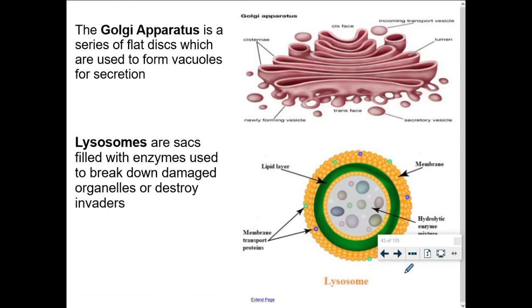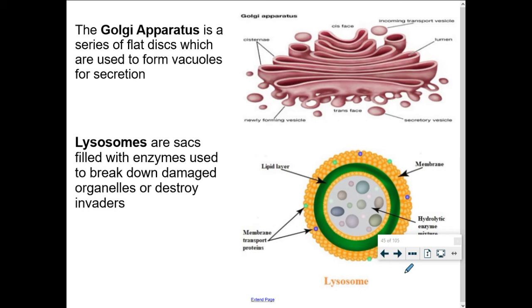Now, in order to put things into their sealed containers, there's an apparatus in the cell. It's called the Golgi apparatus. And the Golgi apparatus is basically a whole bunch of half-wrapped circles. And what they do is they engulf stuff that needs to be wrapped up.